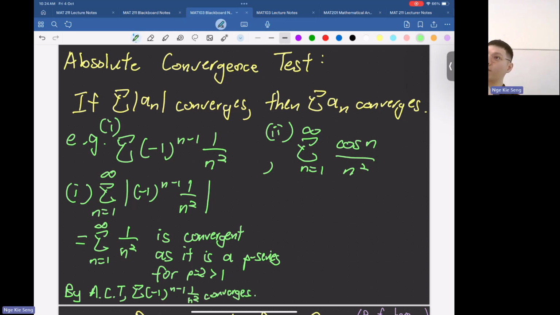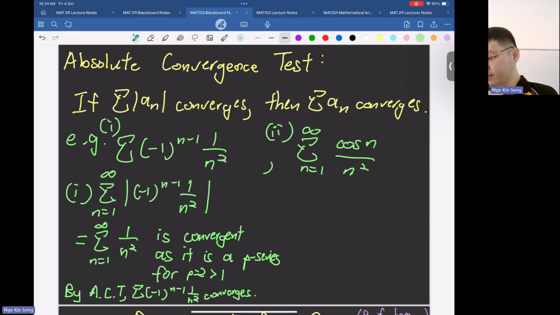Okay, it doesn't just converge, huh? How does it converge? Conditionally or absolutely? Absolutely. Okay, absolutely convergent. Okay, how about the next one?